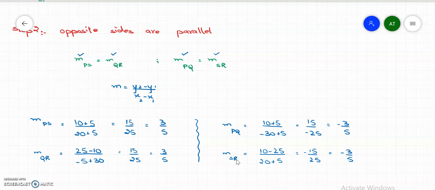So to check that a quadrilateral is a rhombus, we have to do two steps. We need to find the length of all the sides, and the lengths of all the sides must be equal. And in the second step, we have to check that opposite sides are parallel. We have to find the slopes of the opposite sides, and they must be the same. I hope you understand how to show that a quadrilateral is a rhombus.